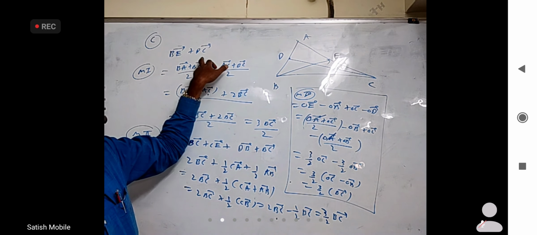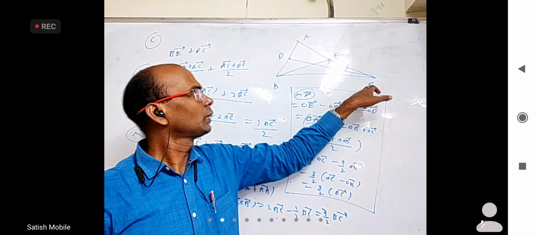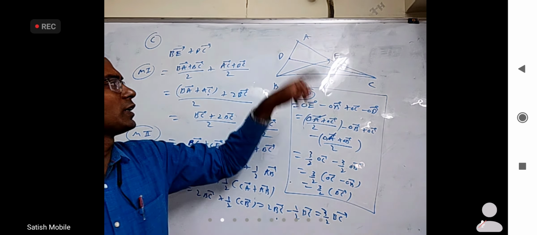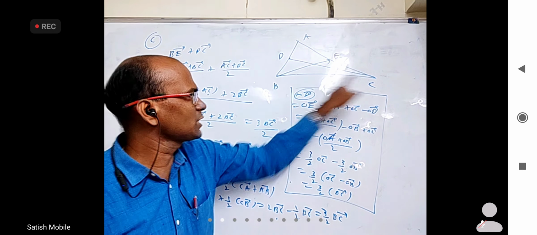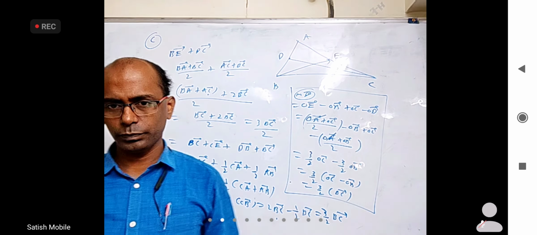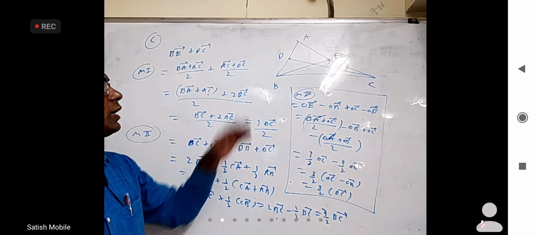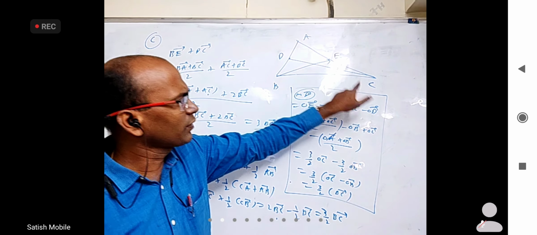And coming to DC, you have to take the direction properly. DC is also a median, but not from C towards D, from D towards C. So I have to take AC plus BC by 2. Okay. Here it is from B going towards C. Here from C it is not going towards D.